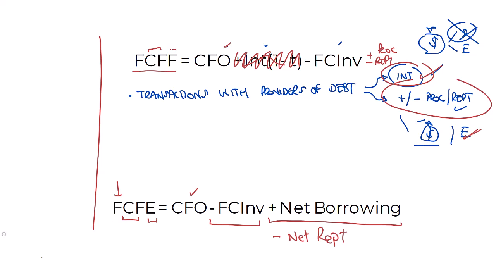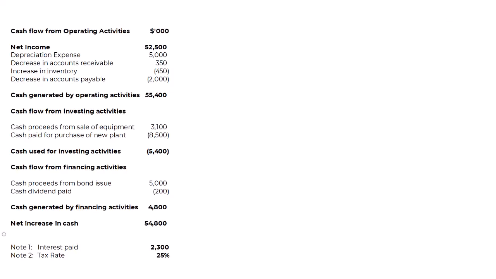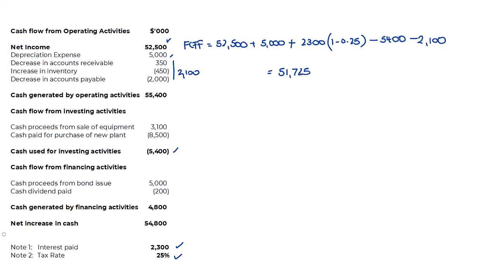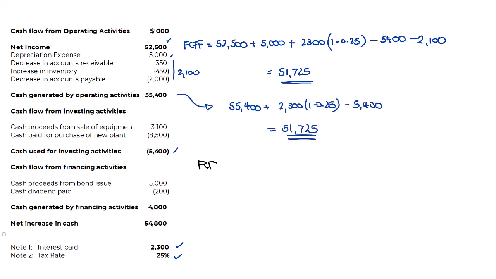So now when you see a set of numbers, you can easily calculate. Now, here are some numbers you can practice on. I'm not going to walk through the whole thing, but obviously you can pause the video and enjoy it at your leisure. But you should see, if you apply the formula correctly, FCFF comes to 51,725 using CFO. FCFE using CFO, 55,000.